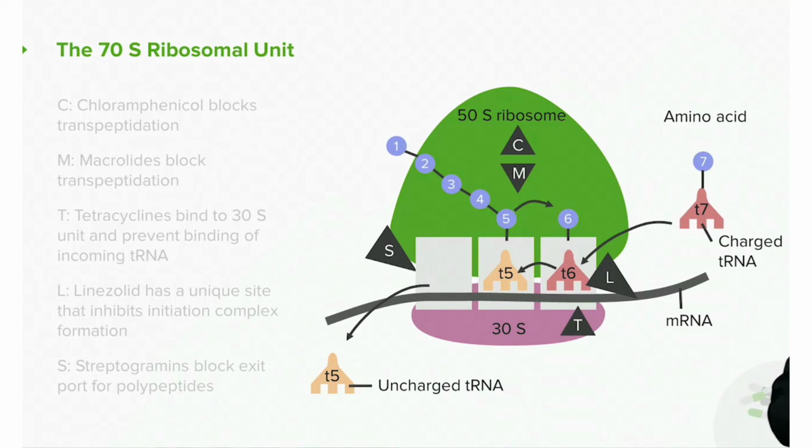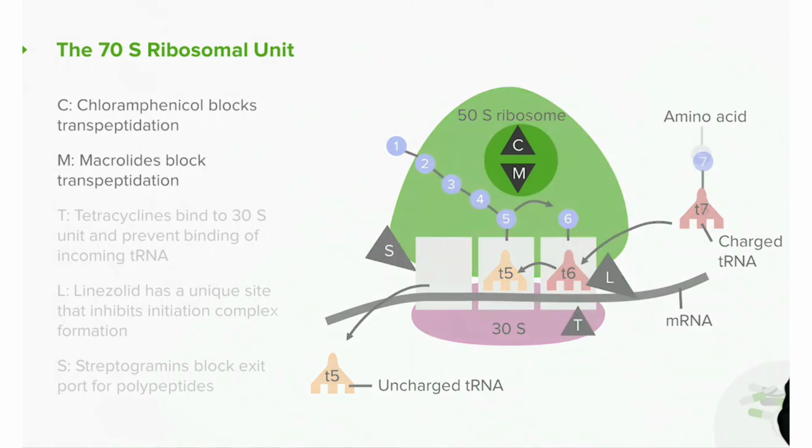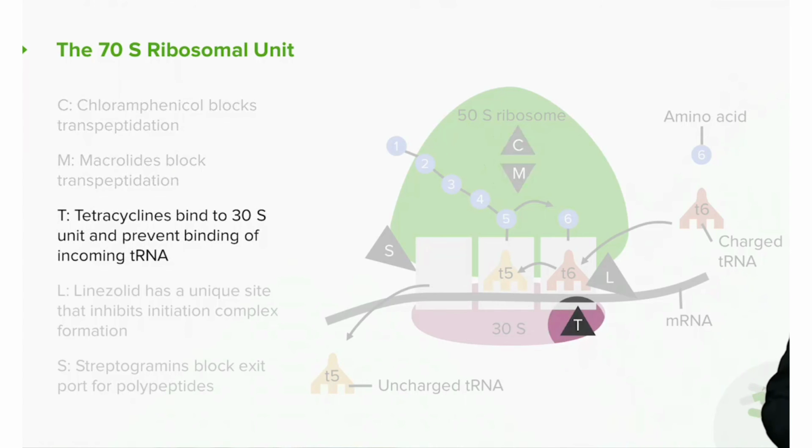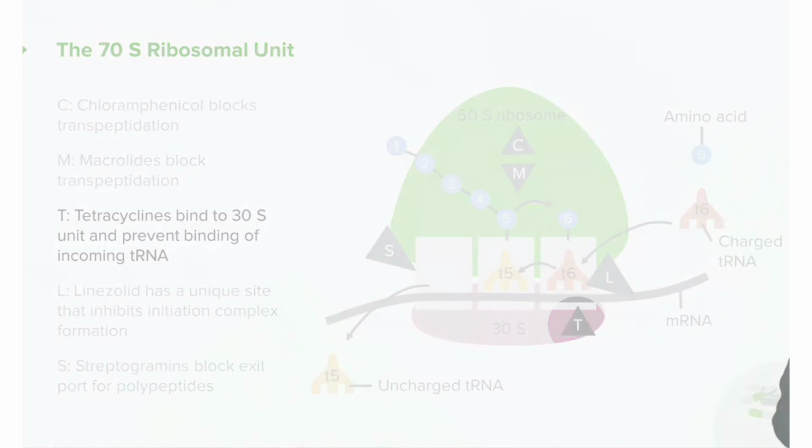Now, the drugs that we're going to talk about act at different points in this 70S ribosomal unit. So, for example, chloramphenicol blocks the transpeptidation, which is the joining of two amino acids. The macrolides also block transpeptidation, but in a slightly different area. The tetracyclines bind to the 30S subunit and prevent binding of incoming transfer RNA. So they actually stop transfer RNA number 7 from joining.